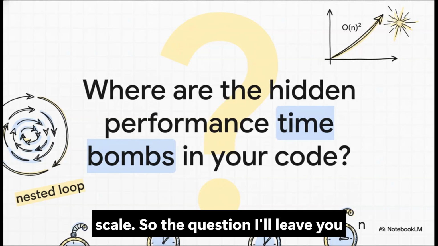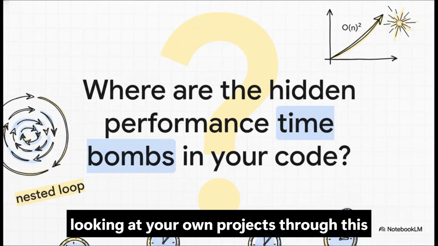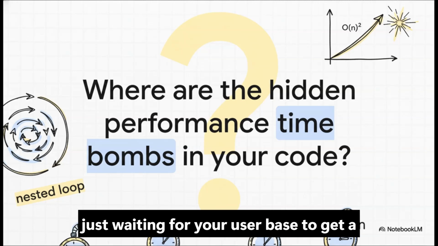So the question I'll leave you with is this: what happens when you start looking at your own projects through this lens? Where are those hidden O of n squared loops, those little performance time bombs just waiting for your user base to get a little bit bigger?